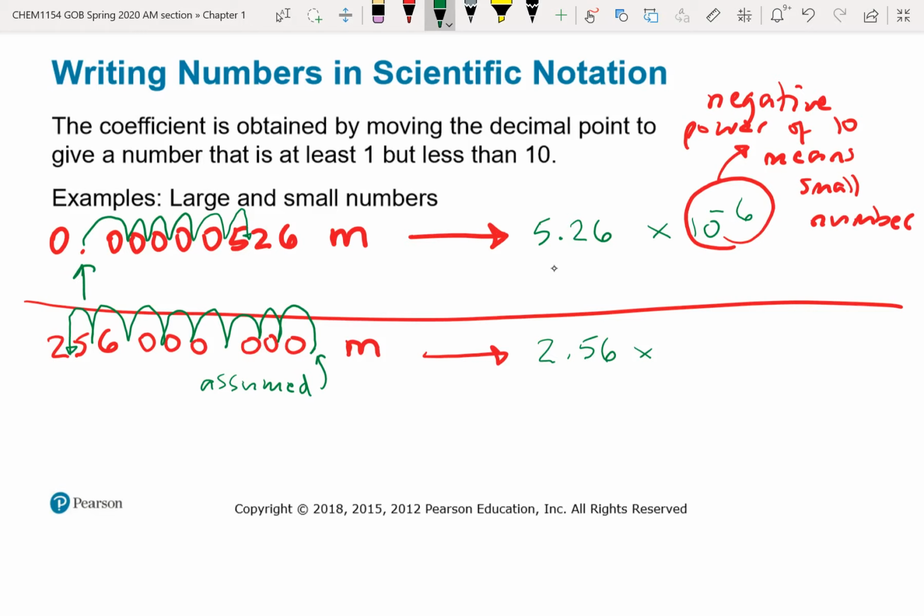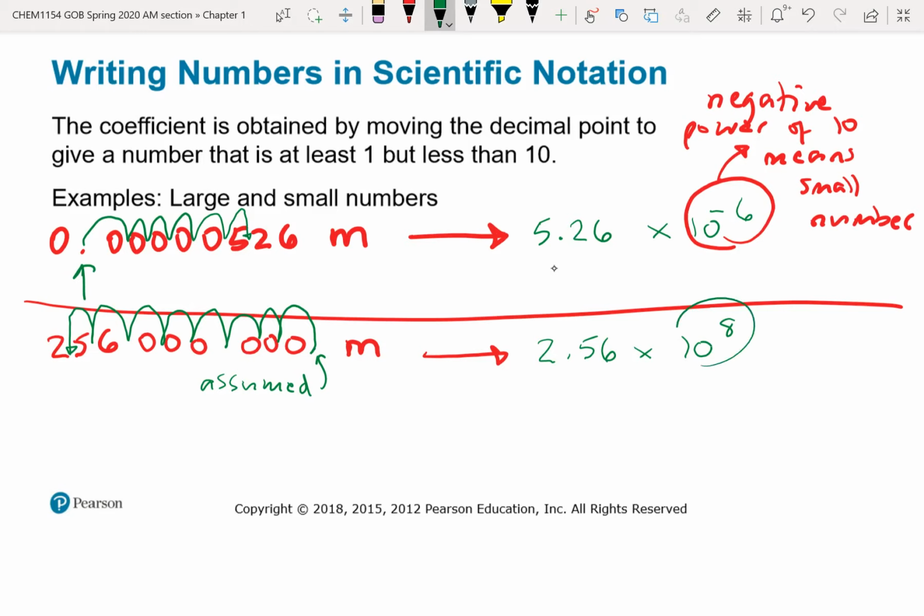my coefficient, again a number between 1 and 10, times 10, and then what would be my power of 10 now? So move it 1, 2, 3, 4, 5, 6, 7. So move it 8 places. So my power of 10 there is going to be 8. All right, and because I had to move it to the left, my sign there is going to be positive.